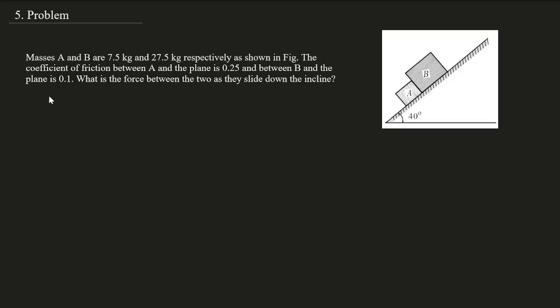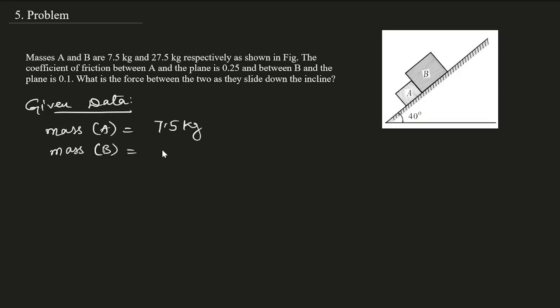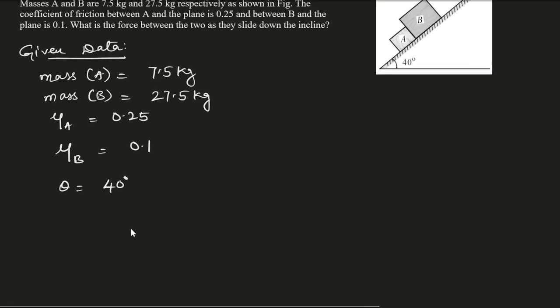Okay. So first of all, write the given data. We have two masses: mass A equal to 7.5 kg and mass B equal to 27.5 kg. We have the coefficient of friction of mass A equal to 0.25, the coefficient of friction of mass B equal to 0.1, and the inclination of the plane is theta equal to 40 degrees. Okay, so these are the data they have given to us.